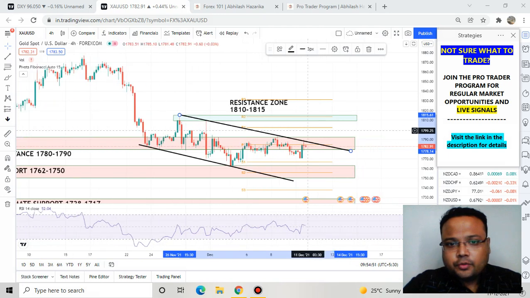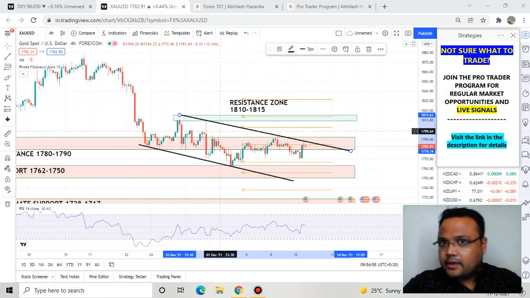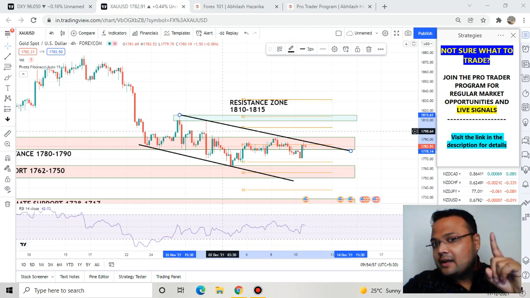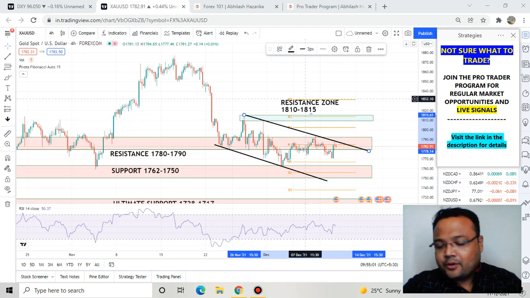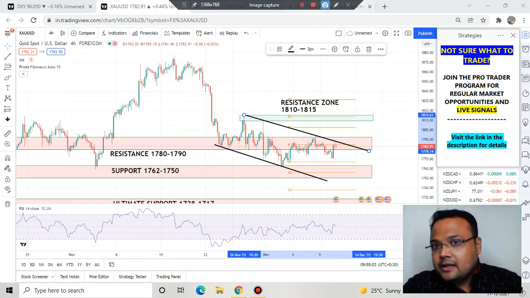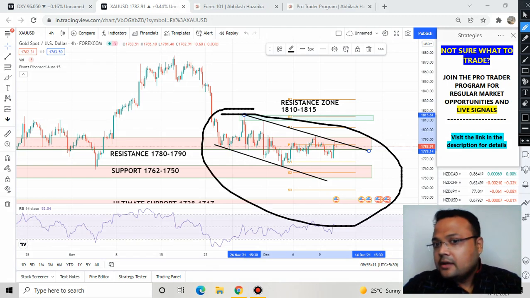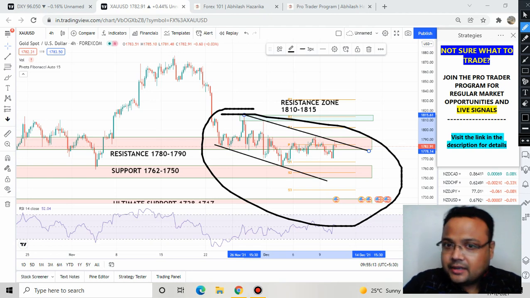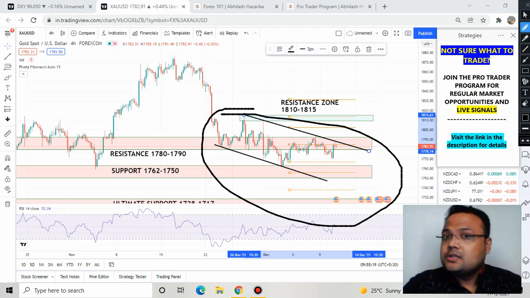If I just zoom in, you can see the chart looks like a sideways market. First point, it looks like a sideways market, but we can also draw a downward channel here. Getting my point? This trend line is acting as a resistance for the market, whereas this trend line is acting as a support. So it looks like a sideways market, but it is trading in a downward channel. In simple words, whenever gold tries to go up, it is unable to cross the previous high, which is not a good sign.